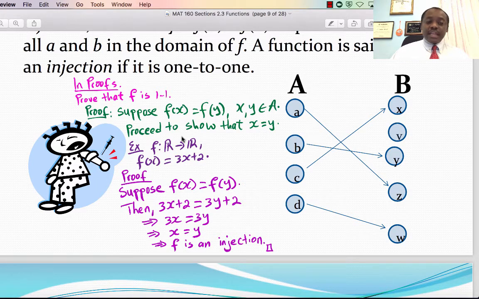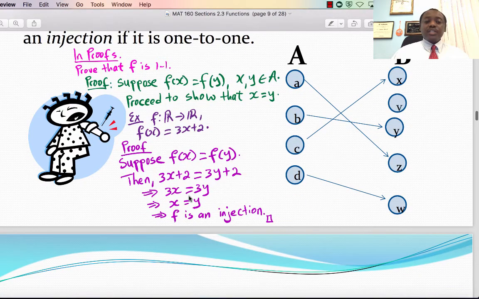For example, let f be the function with domain the set of real numbers and codomain the set of real numbers, defined by f of x equals 3x plus 2. Is f one-to-one? Proof. Suppose f of x equals f of y. What does that mean? Well, that means 3x plus 2 equals 3y plus 2. Recall that this x here is a dummy variable. I could have said suppose f of a equals f of b and just replaced x and y with a and b.